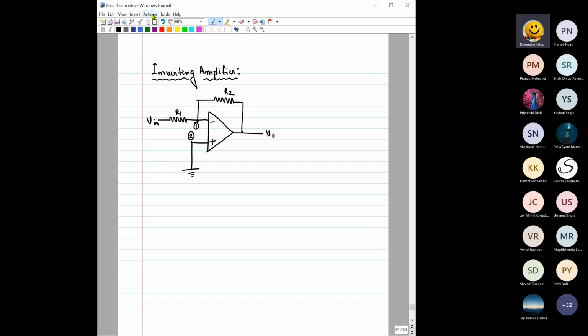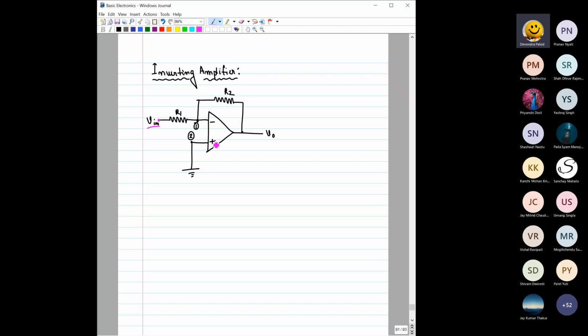Okay, so now we are in a position to start our discussion of one more amplifier, which is called the inverting amplifier. From the name itself, it is clear that this is an inverting amplifier. The signal, either a DC signal or an AC signal, that we will be applying is applied at this inverting terminal, right?